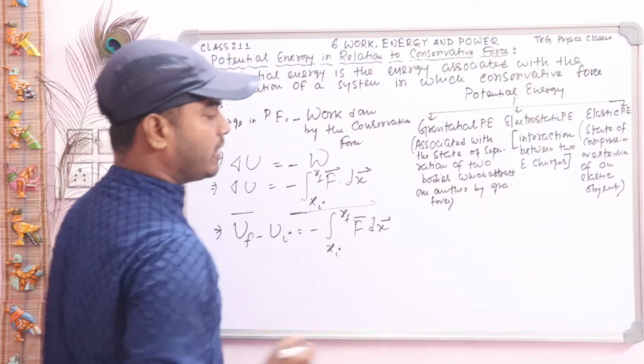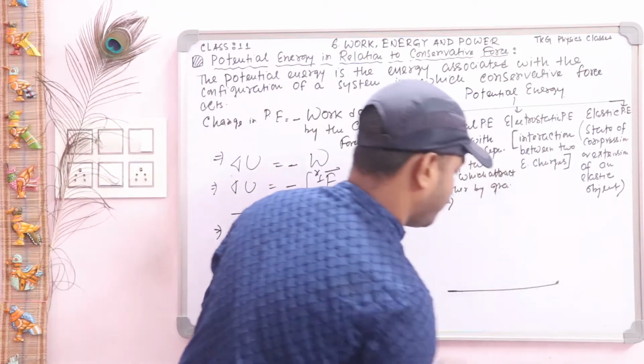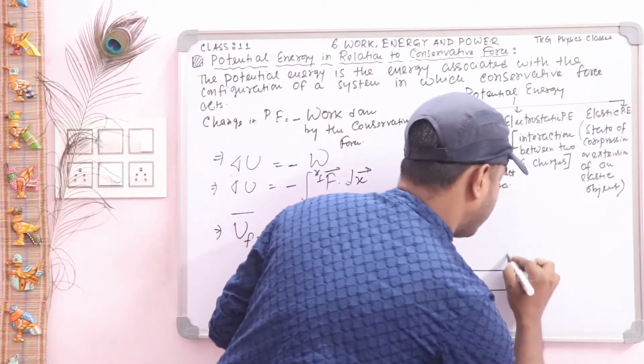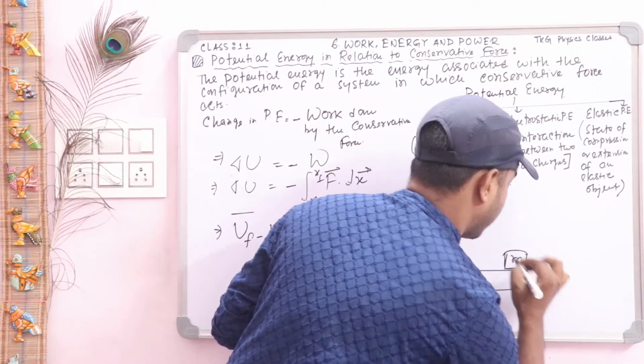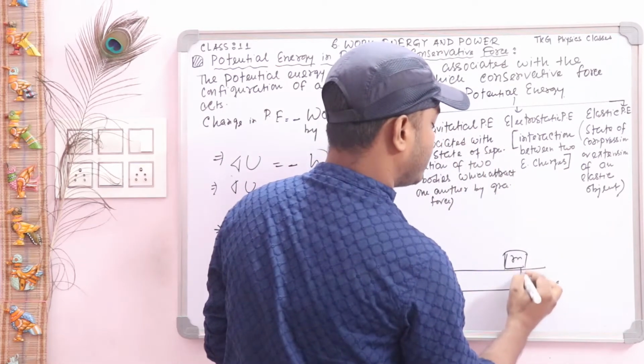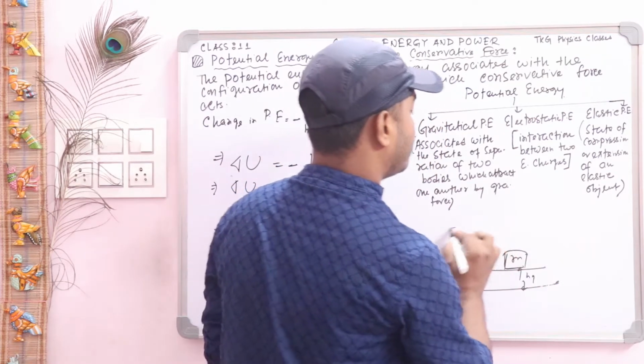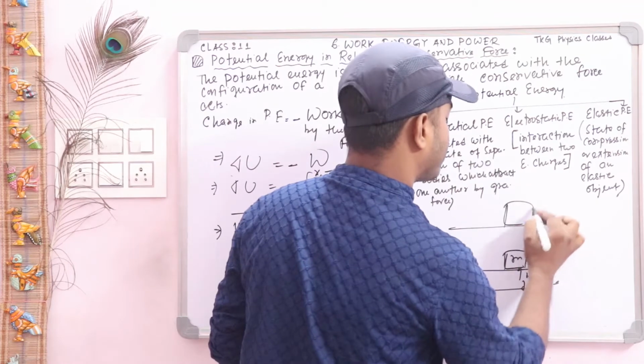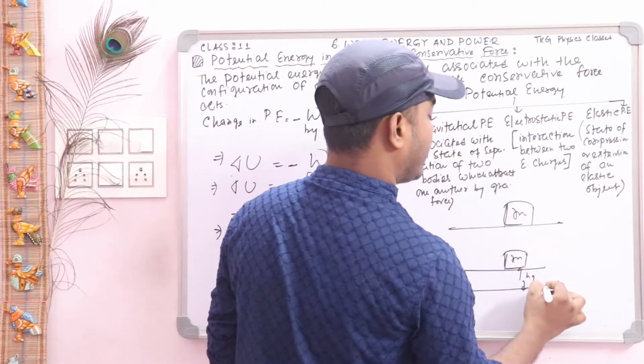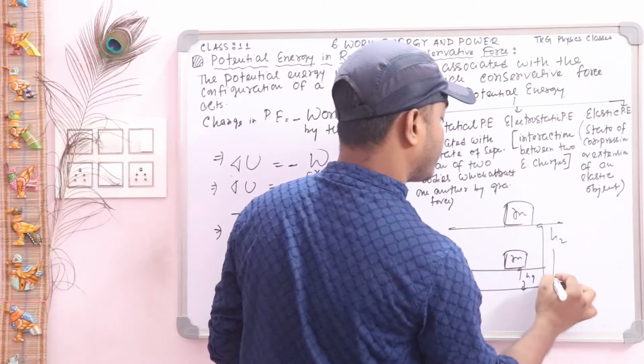Now you just feel it. Suppose this is the ground, and the body of mass m is placed at a height h1 with respect to ground, and then the body is raised, and in the second condition the body is placed here at a height h2 with respect to ground.